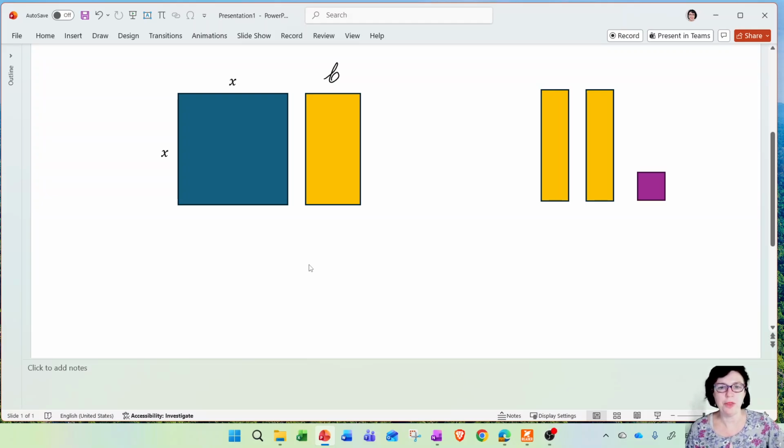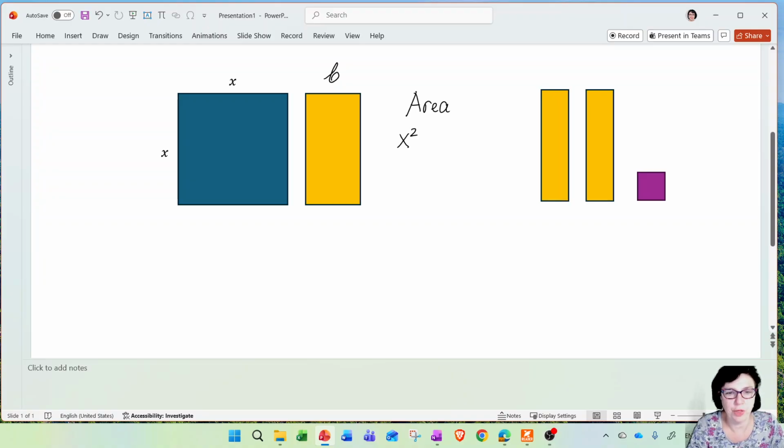Let's take a look at a method called completing the square. In order to understand it, it is always better to visualize the situation. All right, so let's take a look. We got a blue square. The area of it, because it's a square, it has the same length and width. That's going to be x multiplied by x, or x squared. Okay, so that's the total area of the blue square.